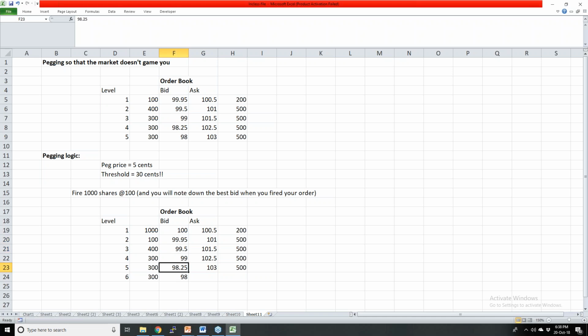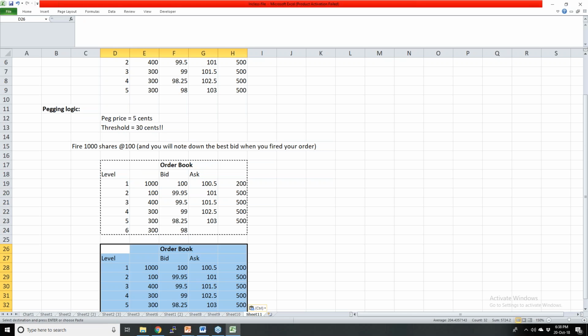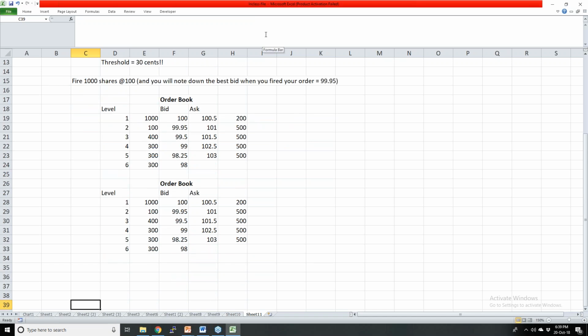Now, in this order book, if there is some other guy who places an order, the best bid when you fired your order was 99.95, right? Now a person comes, right? And he fires an order for, say, 200 shares at 100.1, right?